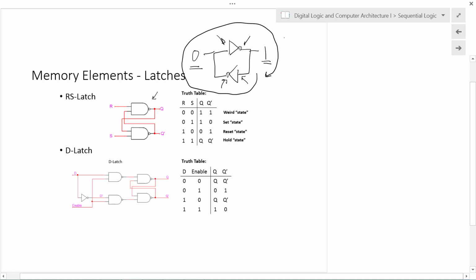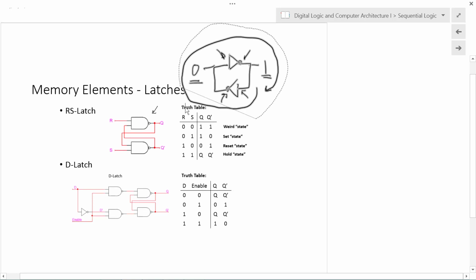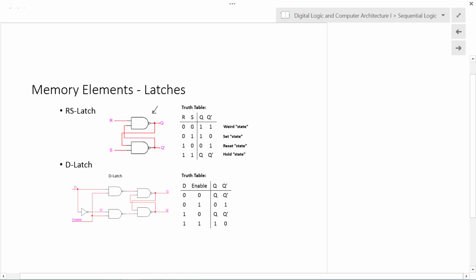Two inverters feeding back on each other is not necessarily practical, however. We need some way to control it. The way we control it is to use a second input, and we can use the NAND gate or the NOR gate as control inputs for our latch.